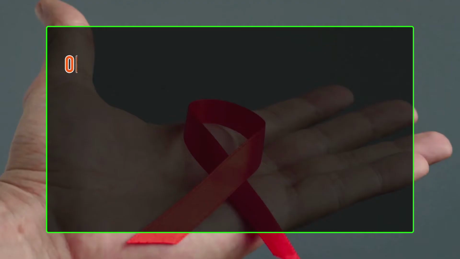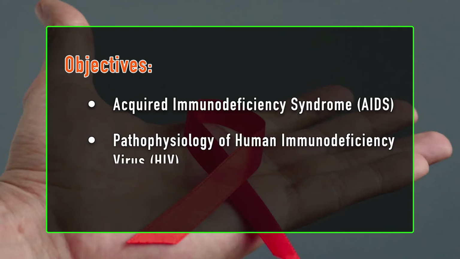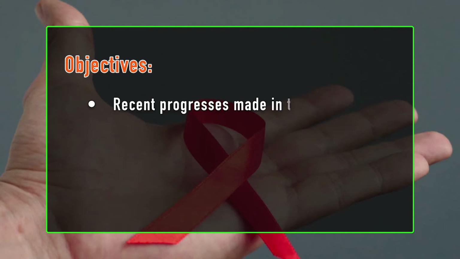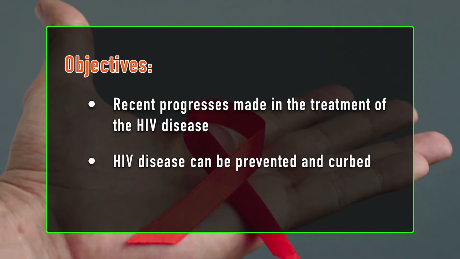Today we are going to discuss HIV and what makes AIDS a global threat. Before we begin, let us take a look at our objectives. The first objective is an introduction to AIDS, a brief introduction to the pathophysiology of the HIV virus, a brief explanation of the disease manifestation, an overlook at the recent progress made in the treatment of the disease, and finally we will be looking at how this disease can be prevented and cured.